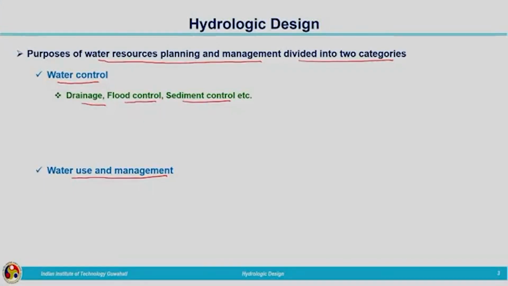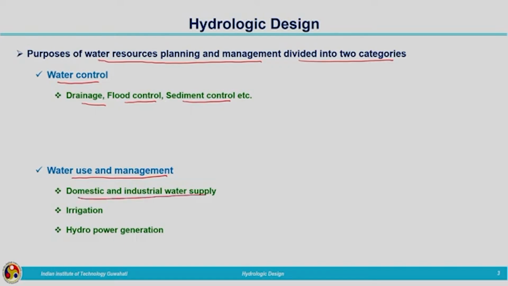If it is a flood control structure, we need to go for the high value corresponding to the extreme value, and if it is sediment control, we need to maintain certain minimal flow, otherwise the sedimentation will be too much. In such cases, we will be going to the other extreme, that is the lower extreme value. While coming to water use and management, it is something related to domestic and industrial water supply, irrigation and hydropower generation. So, these are the differences between the purposes related to water resources projects.